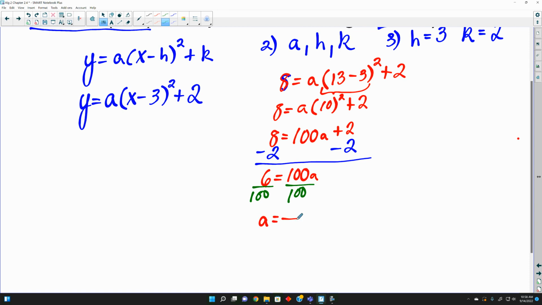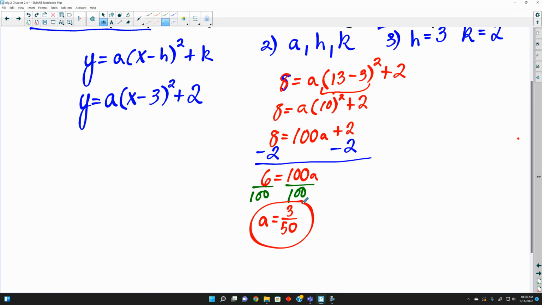Now, at this point here, we could type 6 over 100 in the calculator and let it simplify it for us. And if we simplify this here, it is 3 over 50, because they both have a common factor of 2, that would simplify out. Questions on how we found the value of a?